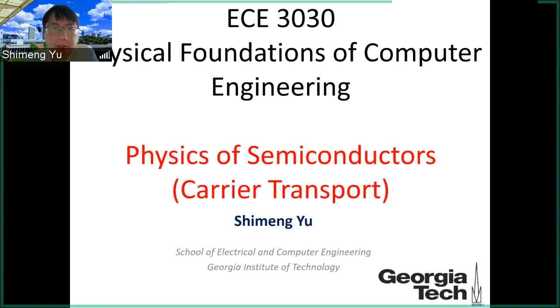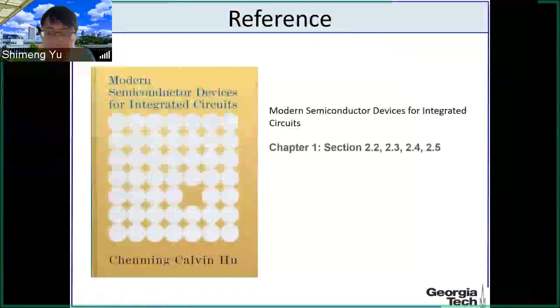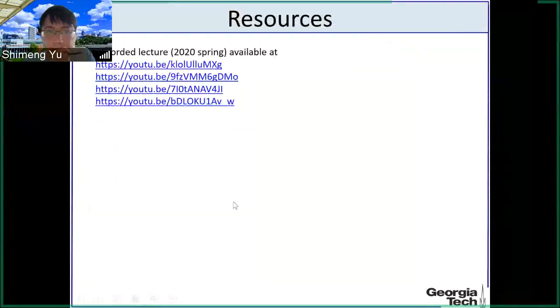Eventually, we can get the current, because current depends on two factors. One is how many carriers are there, that is the density, like the electron density N or the hole density P. The other factor is how fast the carriers move. So this is what we are going to discuss today. How fast the carriers move, that is carrier transport. This is a reference chapter, and this is a recorded lecture from last spring.